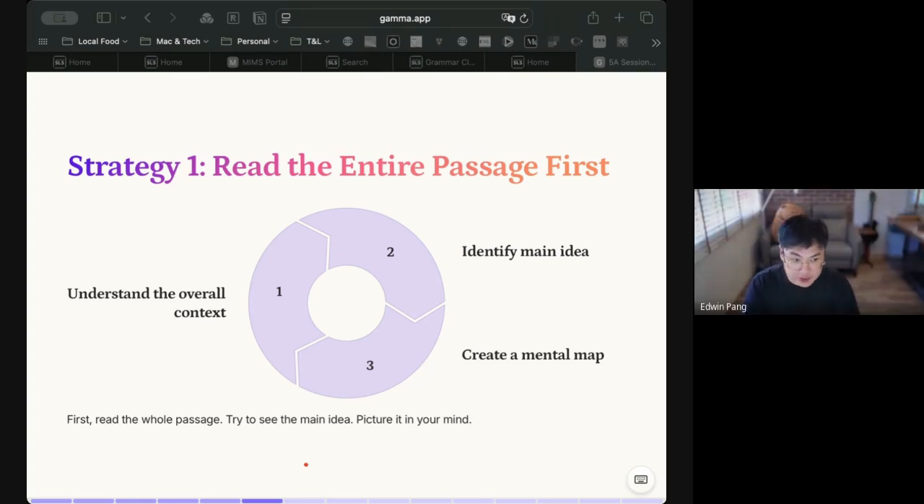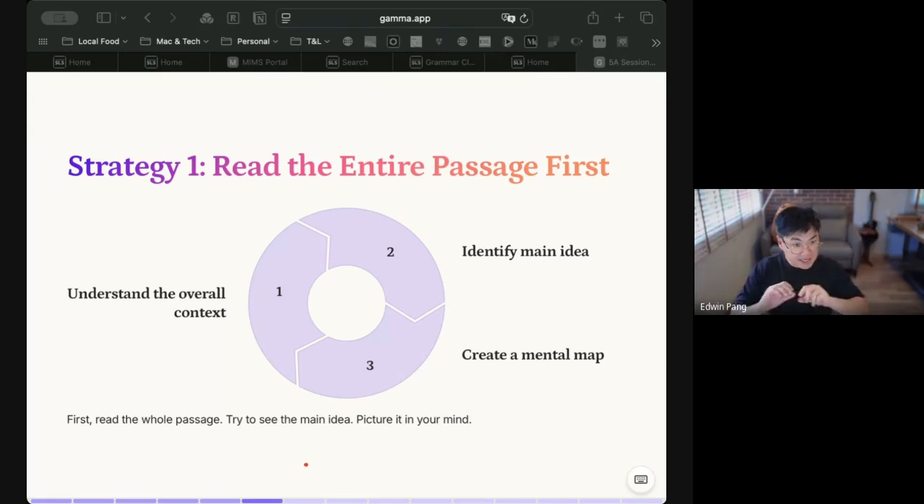The closed passage has always been structured such that the first and the last sentence will not have any blanks. If you don't believe me, go and check all the exam papers. Every closed passage will always have an intact first sentence and an intact last sentence. There's no blanks there. Why? Because the first sentence will always tell you what the whole passage is about. And it will also tell you whether it is fiction or non-fiction.